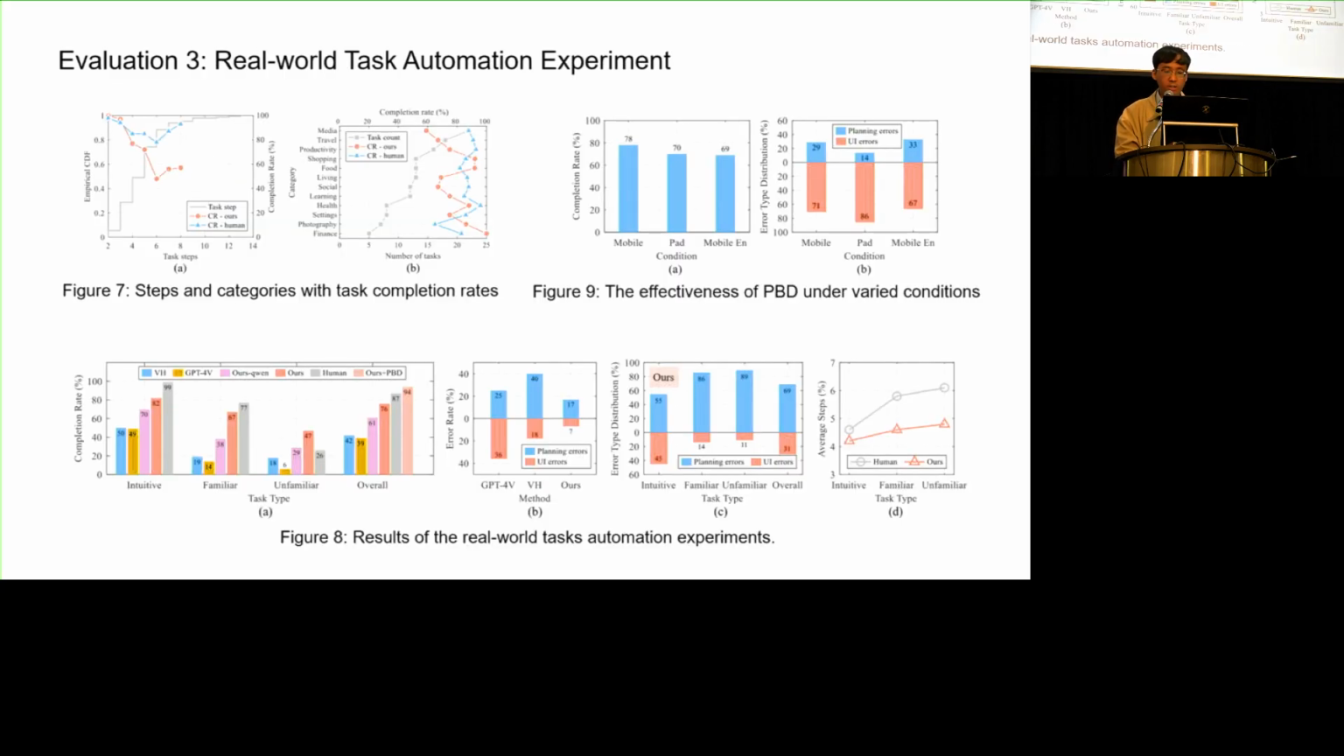In addition, we tested our method on 147 real-world tasks automated on Android smartphones. These tasks had multiple types, including media playback, social interaction, and online shopping. The results showed that VisionTasker outperforms humans in handling unfamiliar tasks and demonstrated significant improvements when integrated with the PBD method.